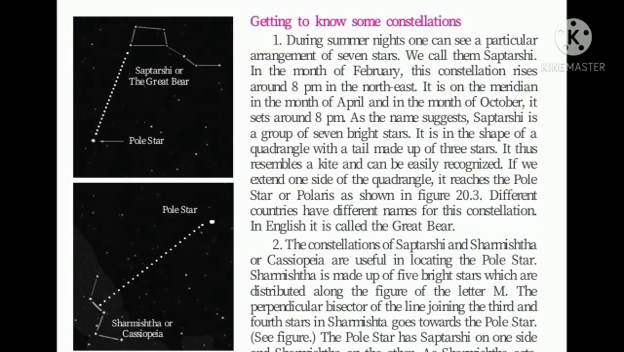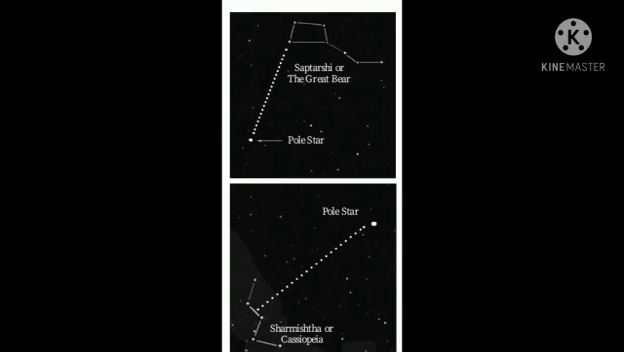A nakshatra is known from the brightest star that it contains. This brightest star is called Yogatara. Depending on the position of the earth along its orbit, a particular nakshatra can be seen during sky watch. During summer nights, one can see a particular arrangement of 7 stars. We call them Saptarishi. In the month of February, this constellation rises around 8 pm in the northeast.